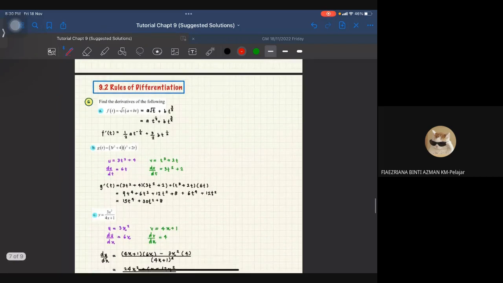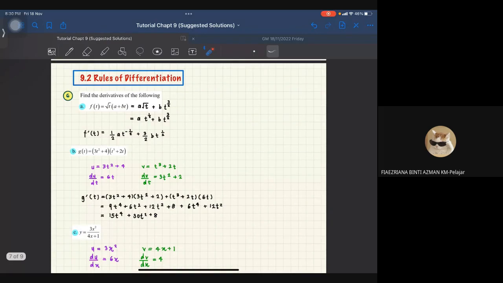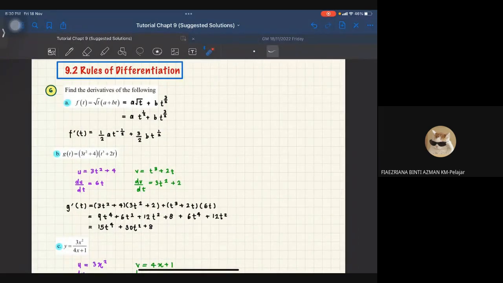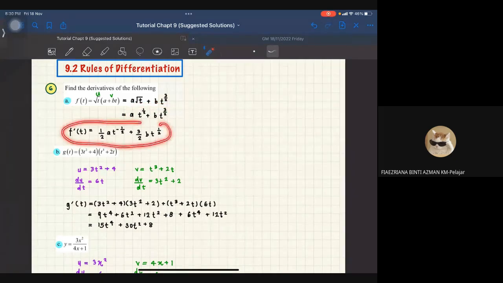Rules of differentiation. Alright, so kalau tengok dekat soalan nombor 6, dia obviously ada satu function multiplied with another function. So awak boleh nak guna product rule, which is square root t is your u and then v is a plus bt. Tapi dekat sini saya elakkan guna product rule, so saya expand dulu. This is what I get after expanding. So without using product rule, saya boleh terus differentiatekan, dapat jawapan akhir.